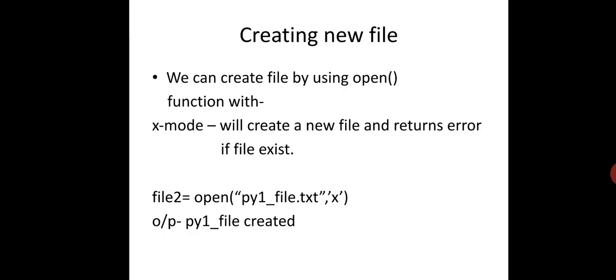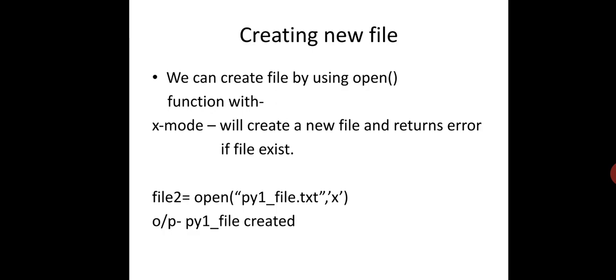Why should we use X mode? Because X mode will create a new file and returns an error if the file exists. That means if any file already exists, then that file cannot be created. It returns the error.